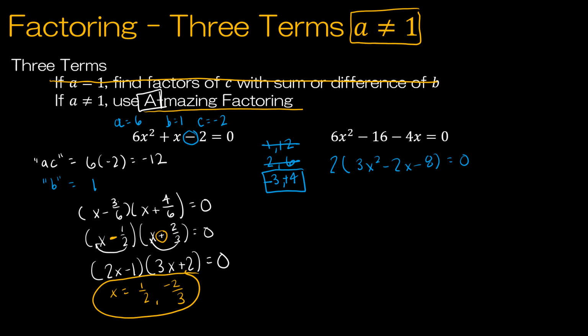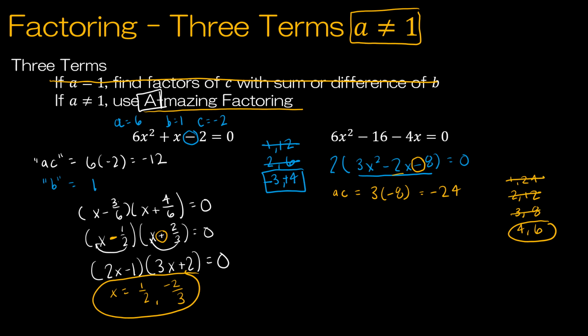Now I'm going to use amazing factoring on just the inside. So I'm going to look at AC. AC would be 3 times negative 8, or negative 24. Now I'm looking for a difference of 2. So numbers that multiply to 24 are 1 and 24, 2 and 12, 3 and 8, 4 and 6. And again, I'm looking for a difference of 2, and it looks like 4 and 6 have a difference of 2. This has a difference of 23, of 10, and of 5.